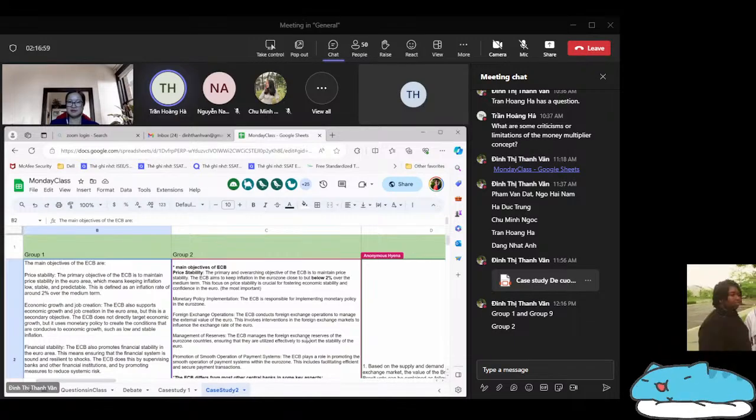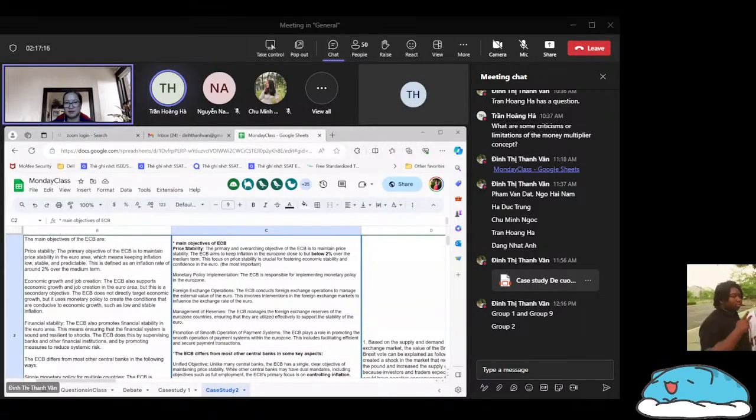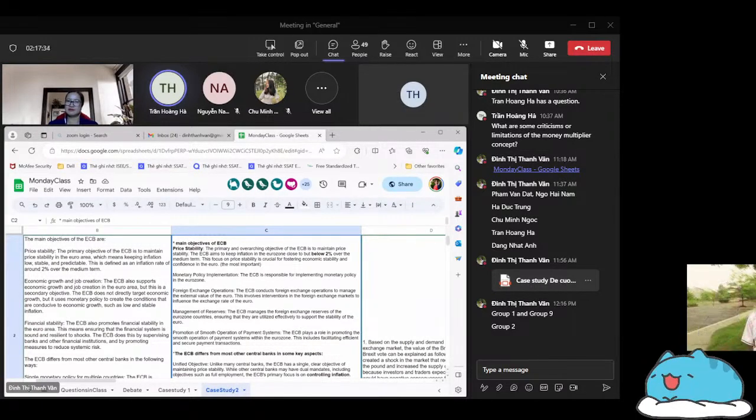The ECB differs from most other central banks in some key aspects. The first and most important one is that, unlike many central banks, the ECB has a single clear objective of maintaining price stability, while other central banks may have dual mandates, including objectives such as full employment and the like. But the ECB just has one primary focus, which is controlling inflation. And the second is that, unlike central banks in countries with a single government bond market, the ECB has had to use short-term repurchase agreements with member banks for its open market operations. So that's all.